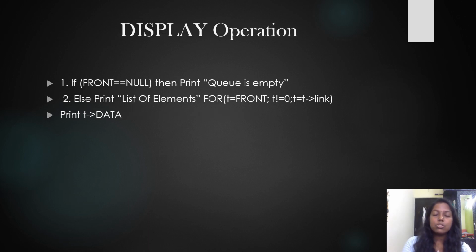Display. Display is used to display the whole list. That is, again we check if it's empty. If not, we run a loop from front, the first node, until it's not equal to null. That is, while t link is not equal to null, which helps us to print the data of t.